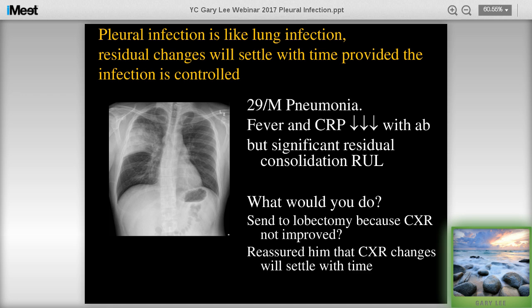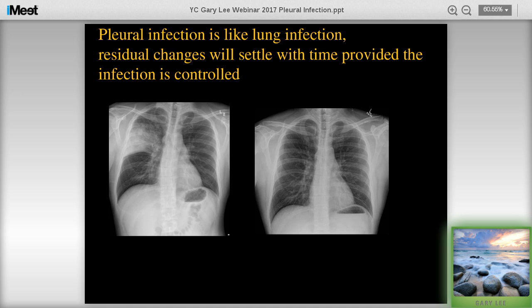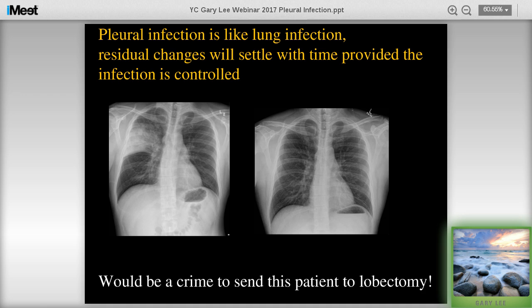What would you do in that situation? Would you send him to the surgeons for lobectomy because his chest X-ray has not improved? And I'm sure you won't do that. Instead, you would reassure him that the X-ray changes will settle with time. And that's exactly what happens. This is what he looks like when he comes back in a month's time.